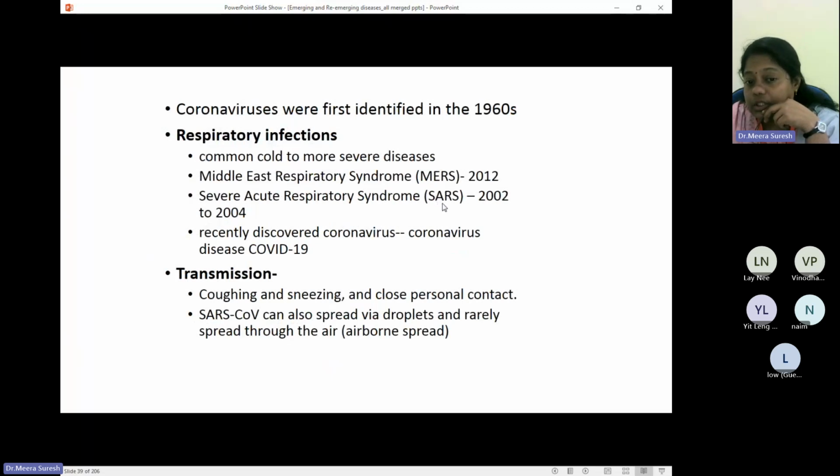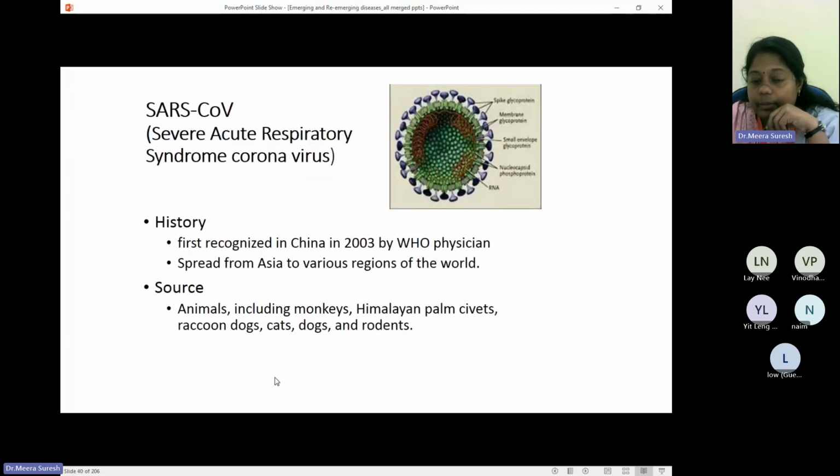And then we have SARS, the Severe Acute Respiratory Syndrome, which was seen from 2002 to 2004. And the recently discovered coronavirus, COVID-19. Transmission is by coughing, sneezing, and personal contact. SARS-CoV can also spread via droplets and rarely through the air, or airborne spread.